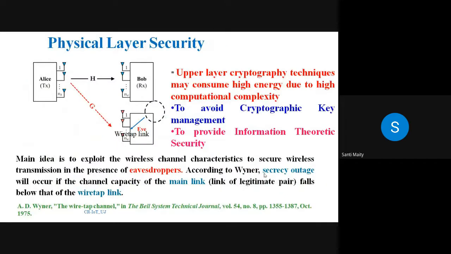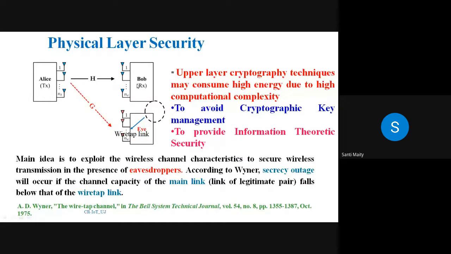By using multiple antennas, you can create a good or bad channel. Here is Alice, and here is Bob. You can create a good channel condition or a bad channel condition. You can take the benefit of multiple antennas to direct the signal in a particular direction. In the antenna radiation pattern, you create a null in all other directions, such that Eve will have poor quality signals and Bob will have good quality signals.